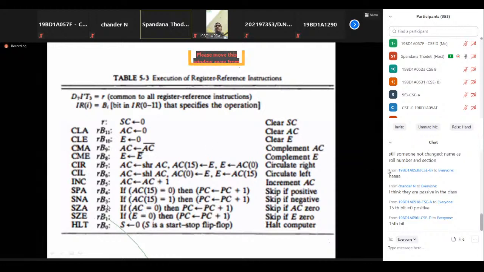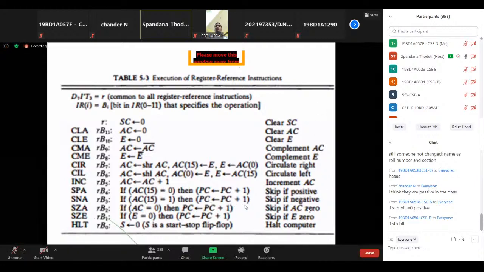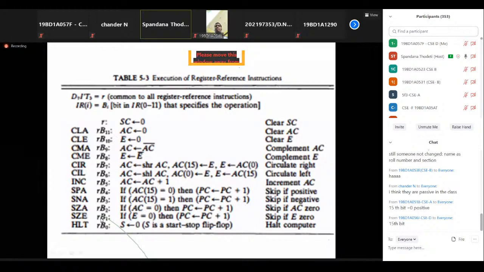Similarly, if B3 equal to 1, SNA is the operation. SNA means skip the next instruction if it is negative. So if the MSB bit is 0, it represents a positive value. If the MSB bit of the accumulator is 1, it represents a negative value. Then skip the next instruction, make PC equal to PC plus 1. And then if B2 equal to 1, what do you have to do? SZA. Skip the next instruction if the accumulator value is 0. If AC equal to 0, then skip the next instruction. So update PC to PC plus 1.